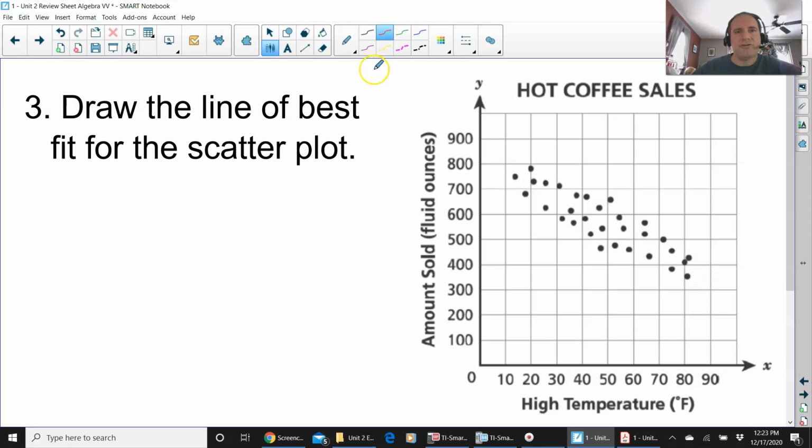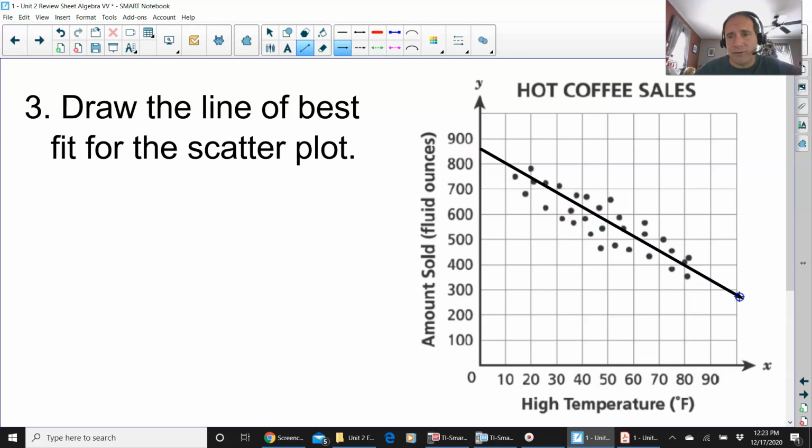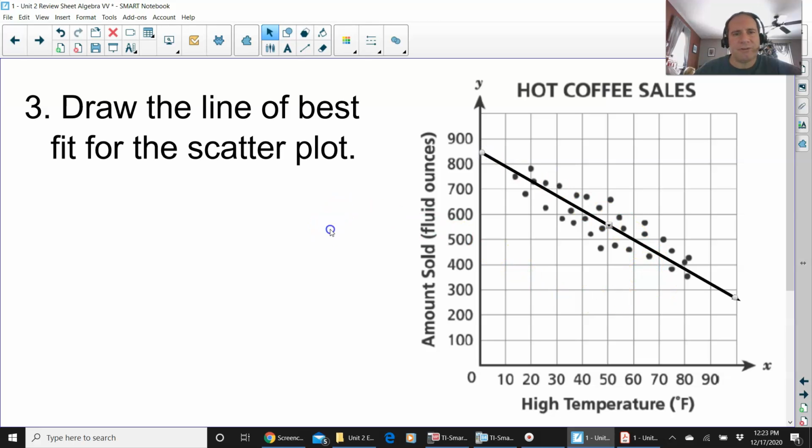All right, number 3, draw the line of best fit. This is the same question, so we're going to draw that line. I did draw the line on the other one, and it looks just about the same. Let me move this down just a little bit more. It's supposed to go directly in the middle of all of those points.